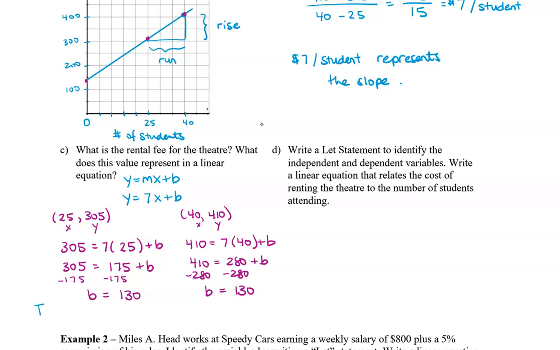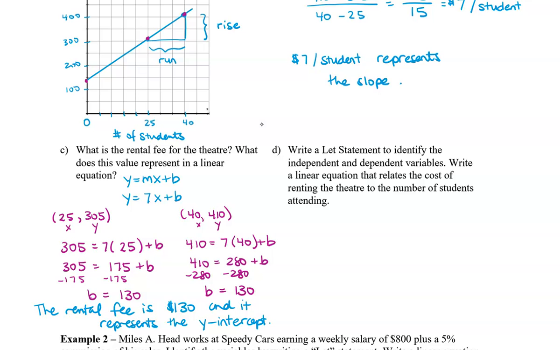So the rental fee is $130, and it represents the y-intercept.